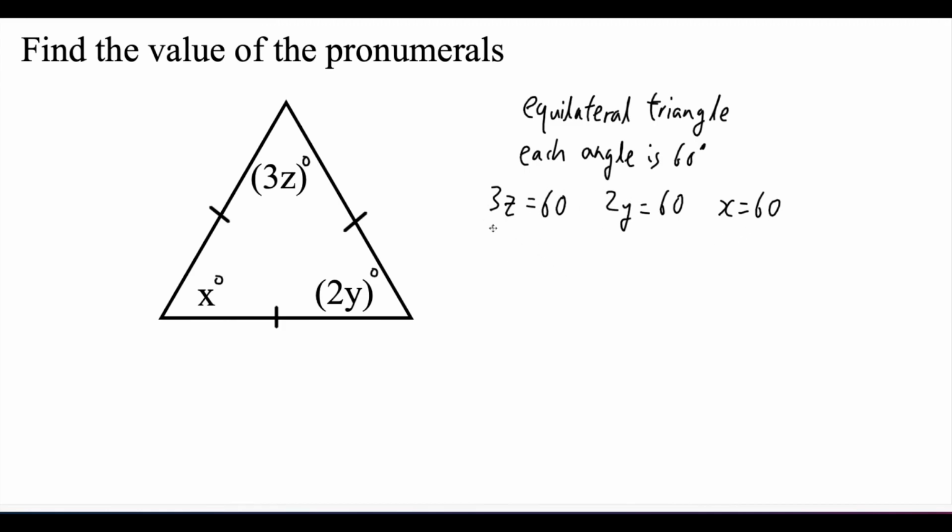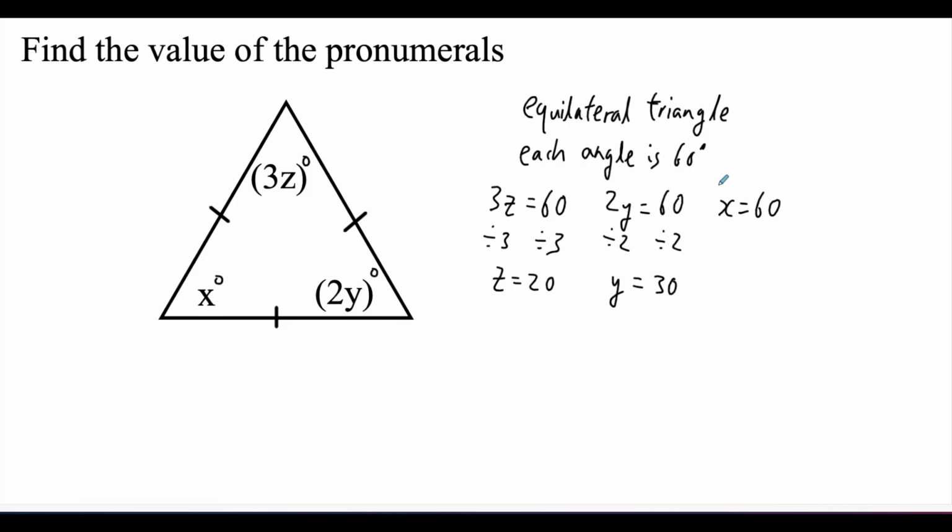So to solve these, it's pretty simple. You just have to divide both sides by 3. So you have z is equal to 20. To solve this, you divide both sides by 2. So then you have what? y is equal to 30. So then once you've done this, then you've basically written the answer. So you know that z is equal to 20, y is equal to 30, and x is equal to 60.